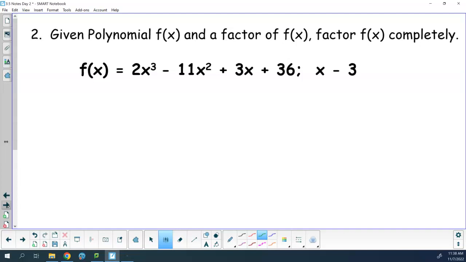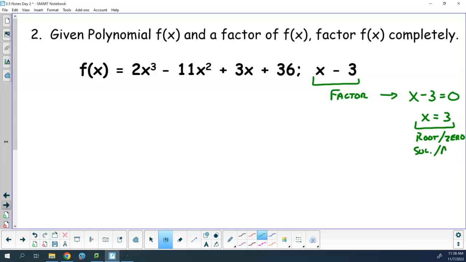All right? So, we know that x minus 3 is a factor. So, therefore, x minus 3 equals 0 means that x equals 3. So 3 is a root, is a 0, is a solution, is an answer. All of those things. X minus 3 is the factor. Is that a special linear factor? Yay or nay? Because if it's yay, we can use synthetic division. If it's nay, we've got to use long division. So we can use it, so that means that 3 is going to go out front. Inside is going to go our coefficients, 2, negative 11, 3, and 36.